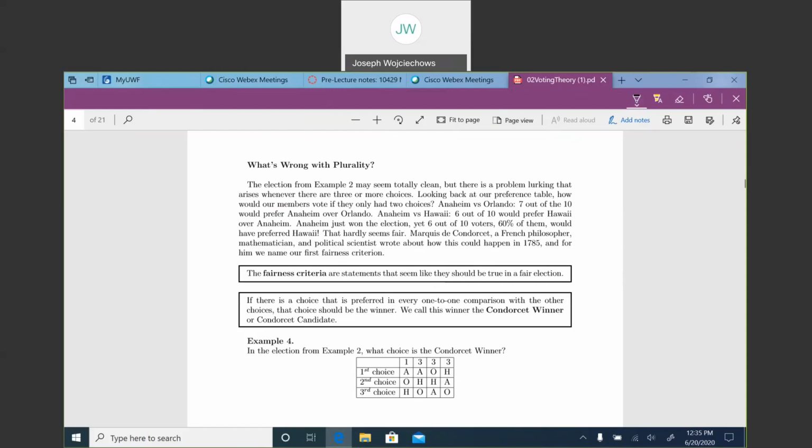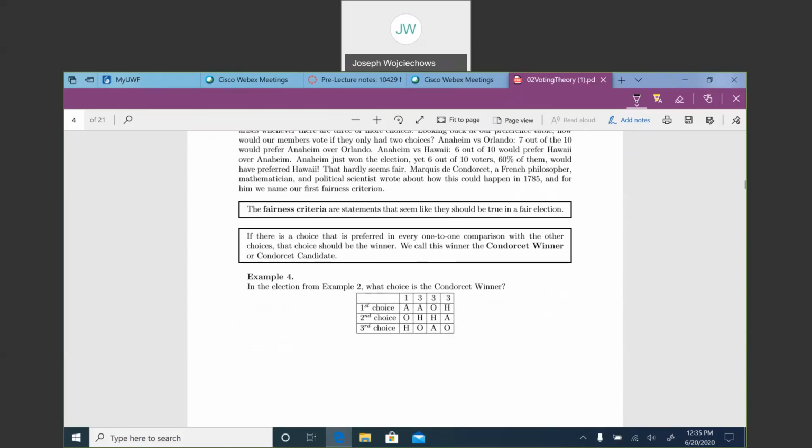That hardly seems fair. So that brings us to Marquis de Condorcet, French philosopher, mathematician, and political scientist. He wrote about how this could happen in 1785. So we name our first fairness criterion after him. Fairness criteria are statements that seem like they should be true in a fair election. So if there is a choice that is preferred in every one-to-one comparison with the other choices, that choice should be the winner. And we call this the Condorcet winner or Condorcet candidate.